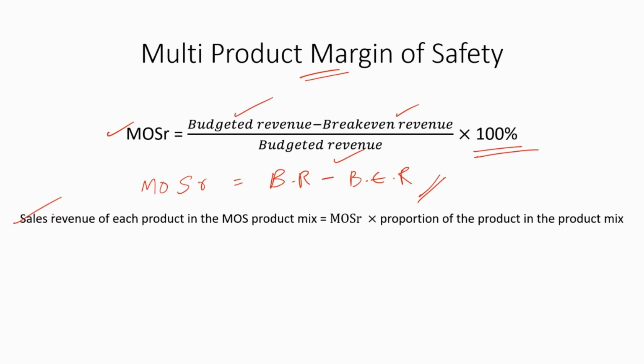We can calculate the sales revenue of each product in the margin of safety product mix, which is equal to margin of safety in terms of revenue multiplied by proportion of the product in the product mix.